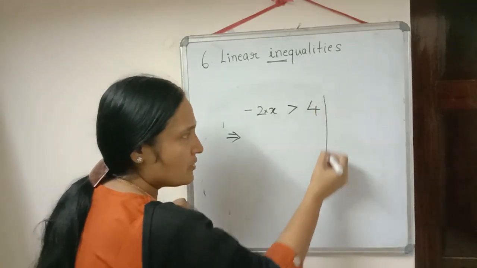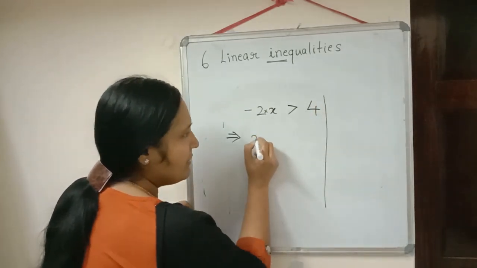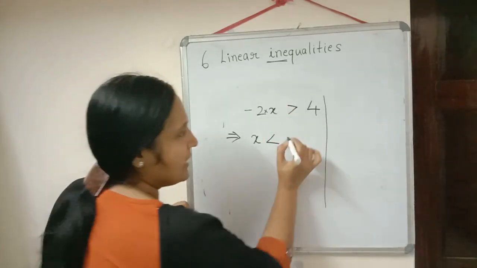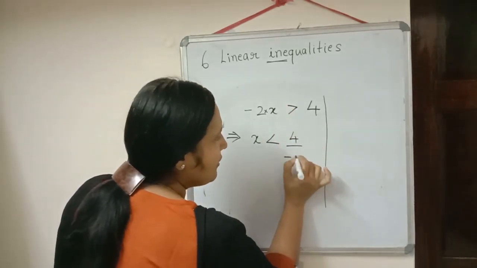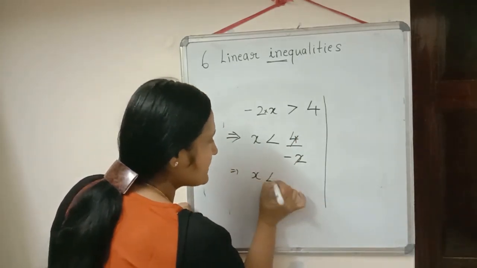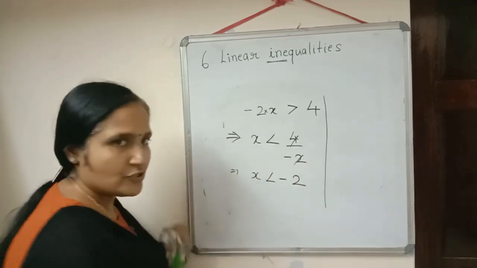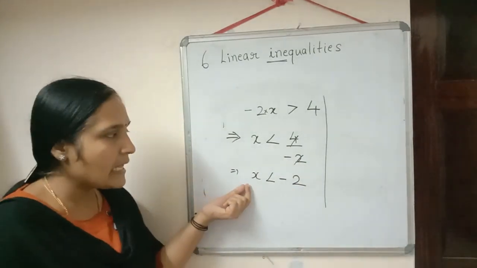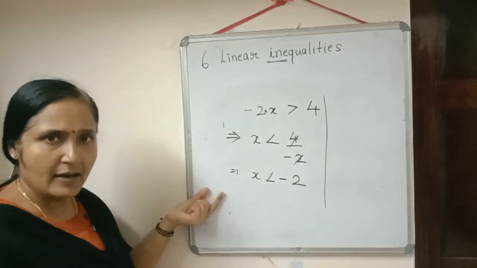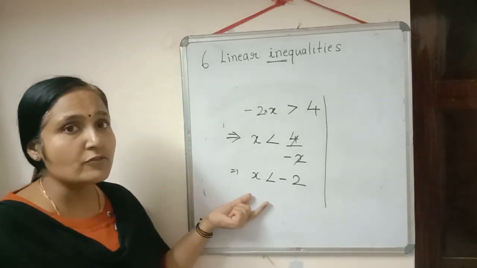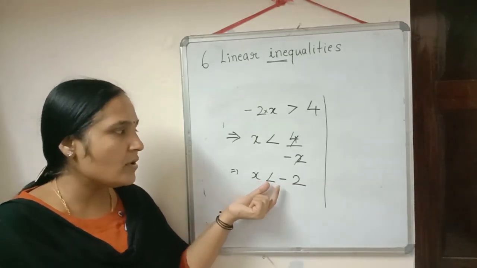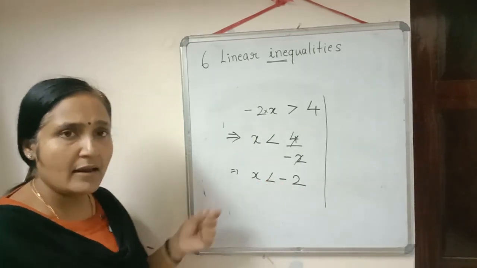I will explain both the methods. If I change it, then I have to change this greater than to less than. Then it will be equal to 4 by minus 2. We will cancel it. Then we will get x is less than minus 2. So what is the meaning of that? x will take all the values which are less than minus 2. So many values are there. If you are writing integers, x will take all the integers which are less than minus 2.